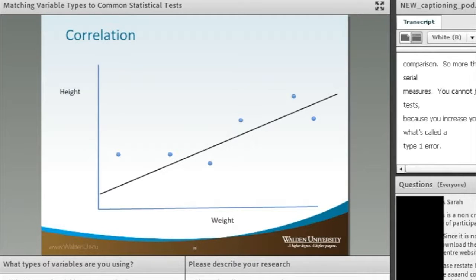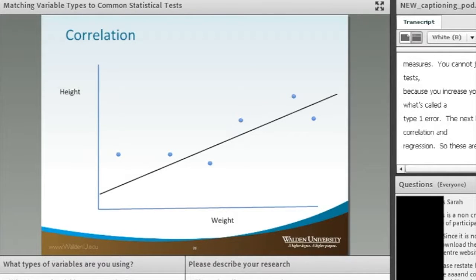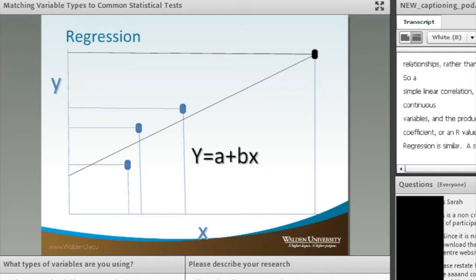The next big area is correlation and regression. So these are tests used to measure the relationships rather than the differences. So a simple linear correlation includes 2 continuous variables, and the product is a correlation coefficient, or an R value. Regression is similar. A simple linear regression also contains 2 continuous variables.